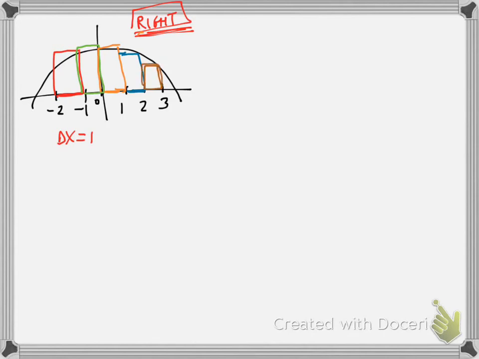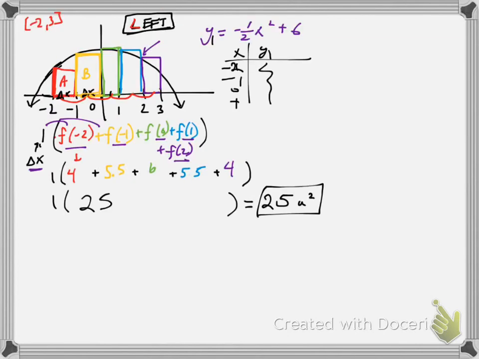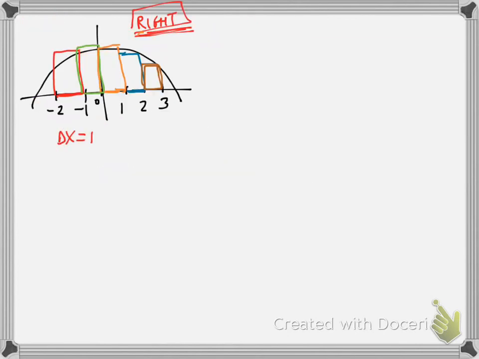Okay. So contrast this picture with the last one. They sort of have different bars, even though they're covering the same space. So it's going to give you a different approximation. But the method is still exactly the same. Your bases are all the same, so you're going to factor that out. So delta x equals 1, so there's your base, times distributed all the heights. So I'm going to fill these in real quick.